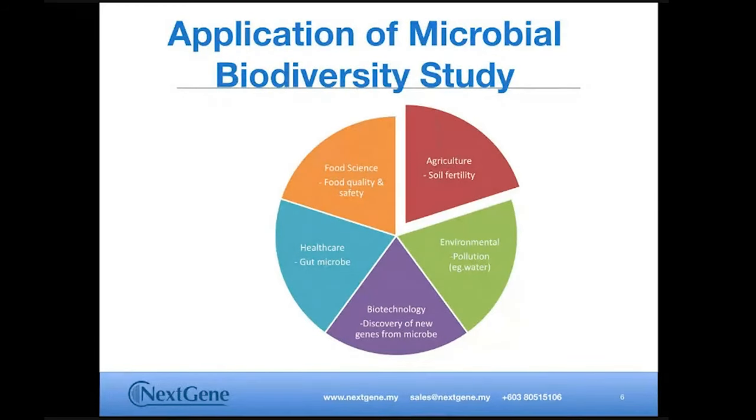microbes. In terms of healthcare, microbial biodiversity can be used to compare gut microbes to determine the level of probiotics in healthy and immunocompetent individuals. And in terms of food science, microbial study can lead to detection of food quality and safety in sterilization, especially for canned food as well as pasteurized milk.